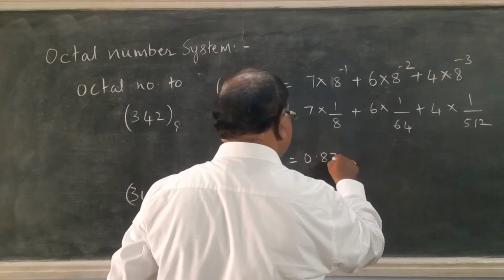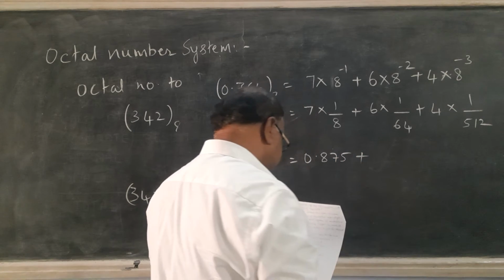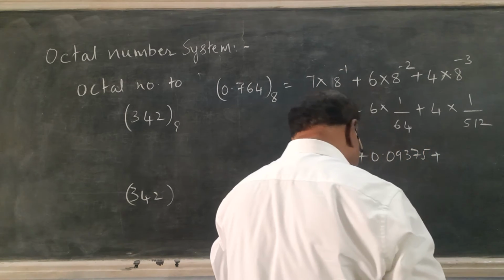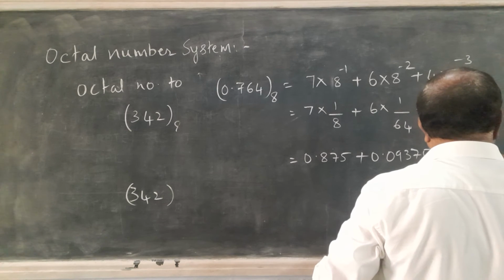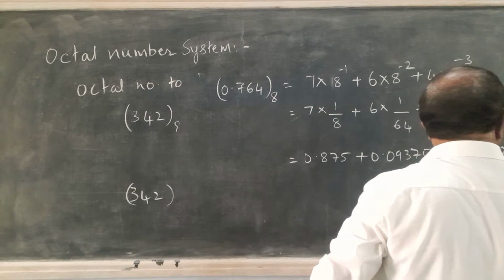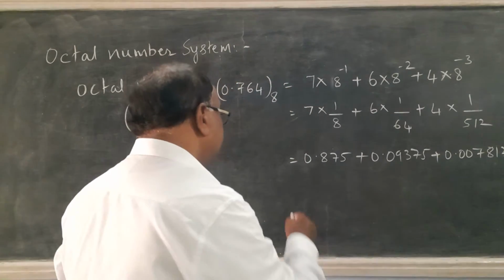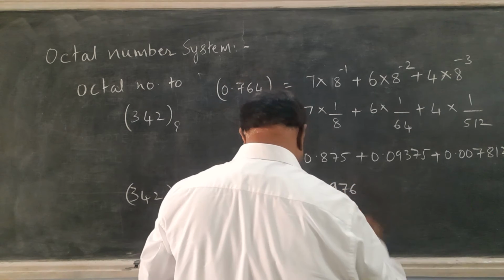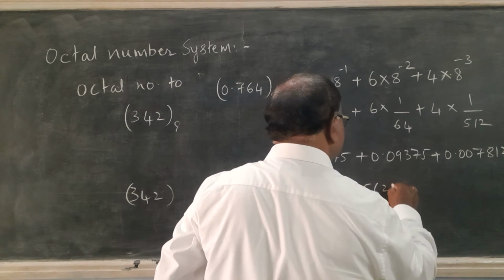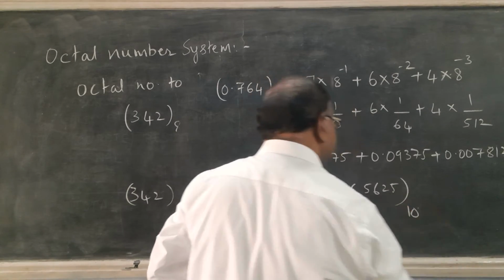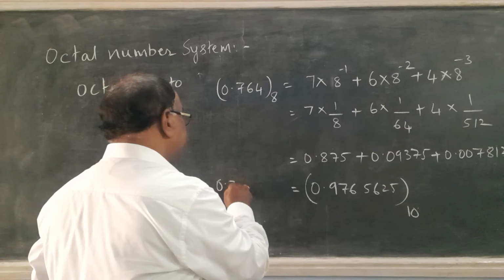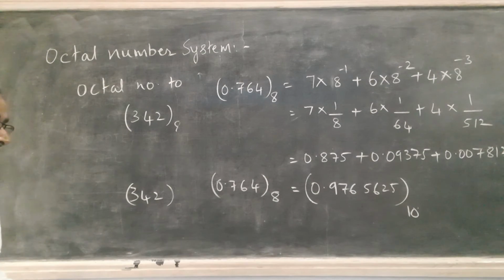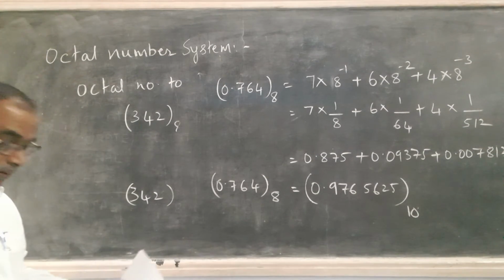Multiplying and dividing, the actual values are 0.875 plus 0.09375 plus 0.0078125. Add them and you will get the value 0.9765625. So this is the equivalent decimal number. So 0.764 in the octal number system is equal to 0.9765625 in the decimal number system.